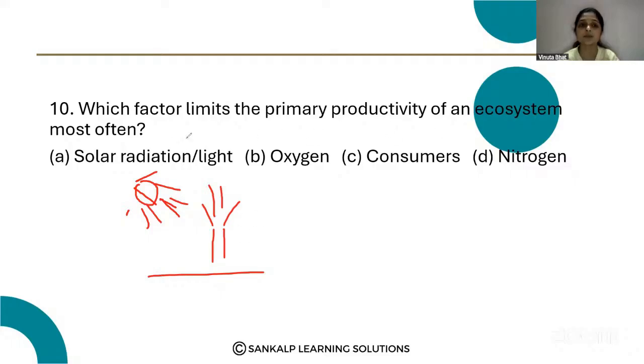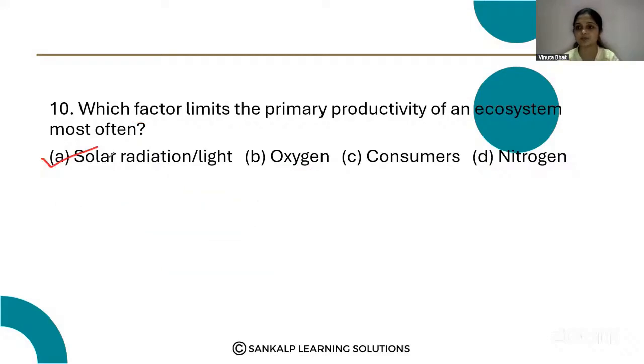So that is the factor that limits the primary productivity, other than the oxygen, nitrogen and the consumers. So option A is the correct answer for this question. Question number 10, option A is the correct answer.